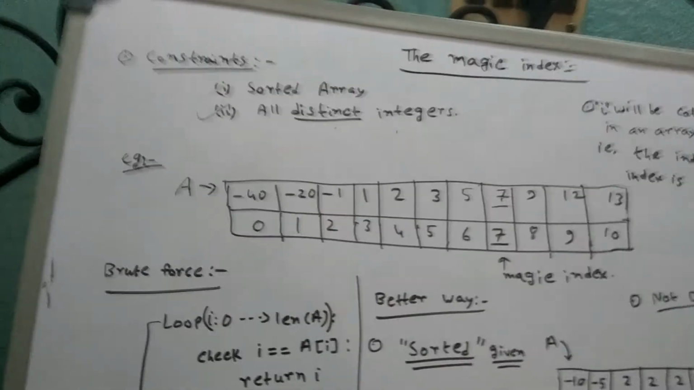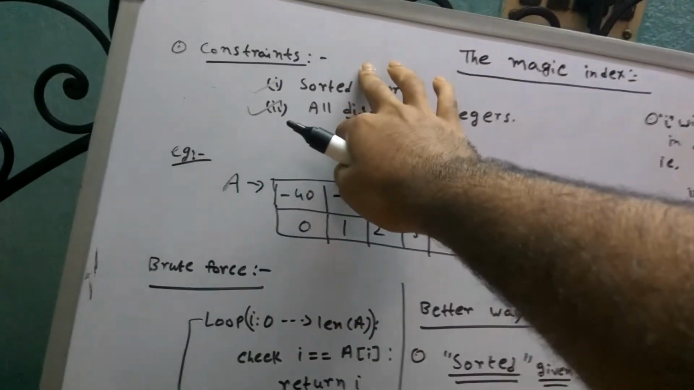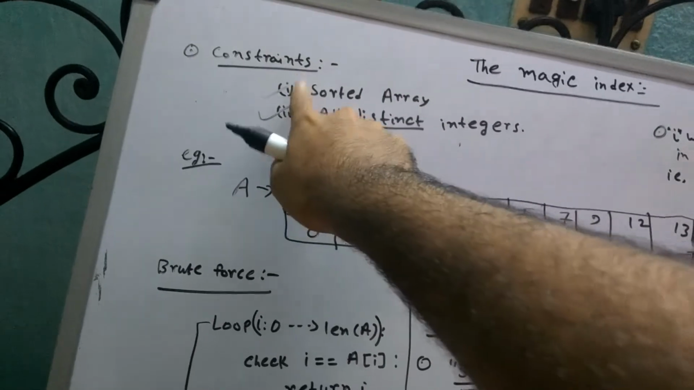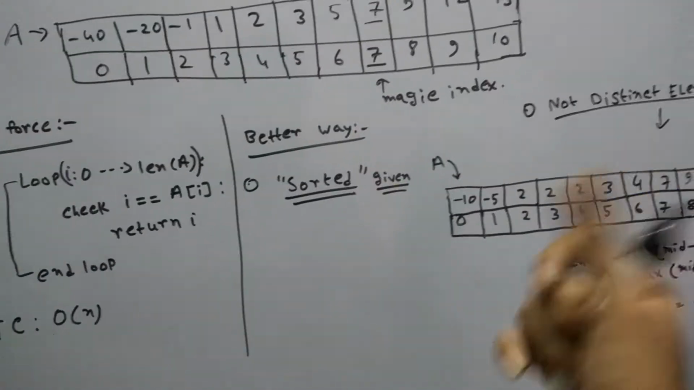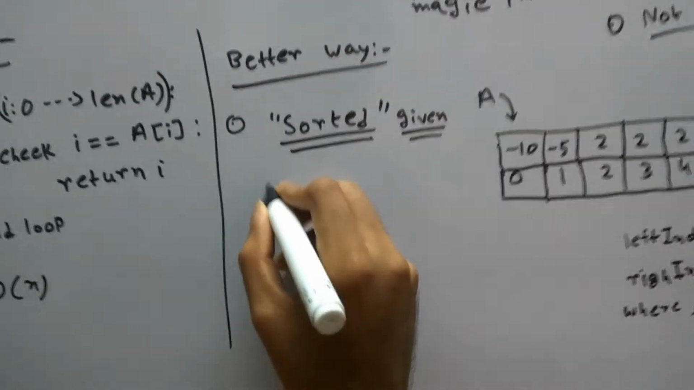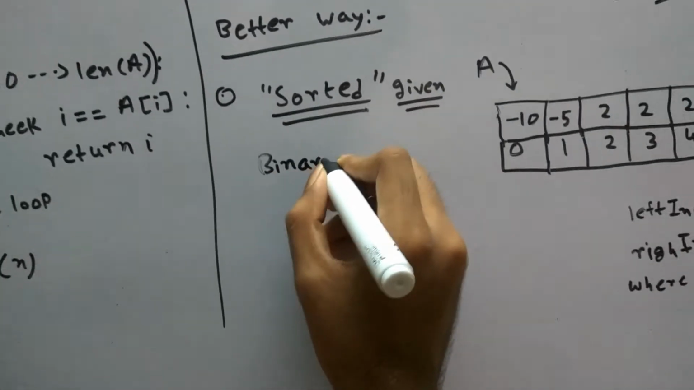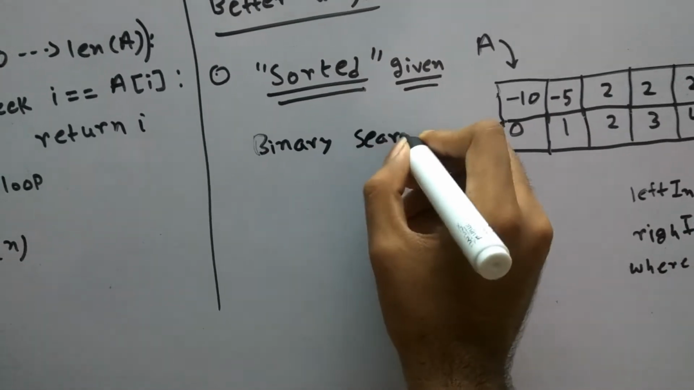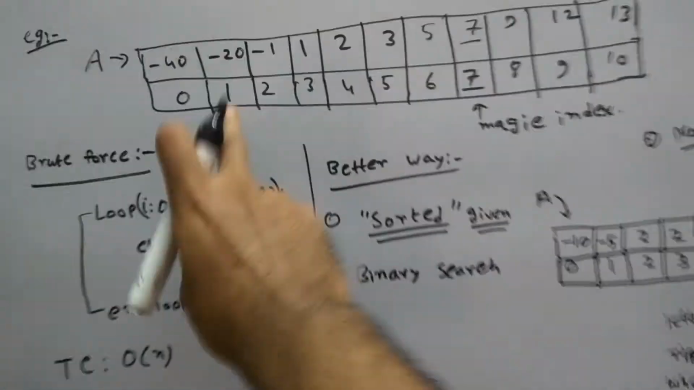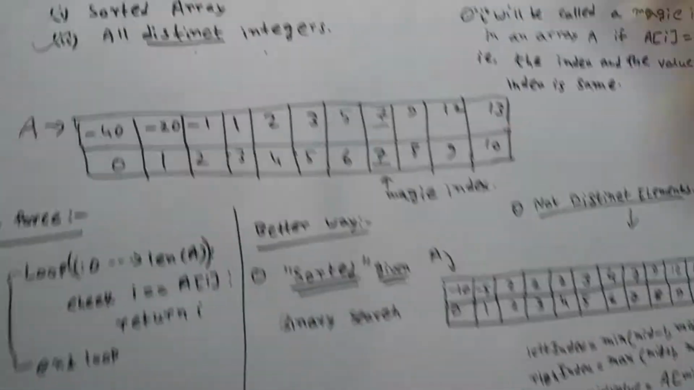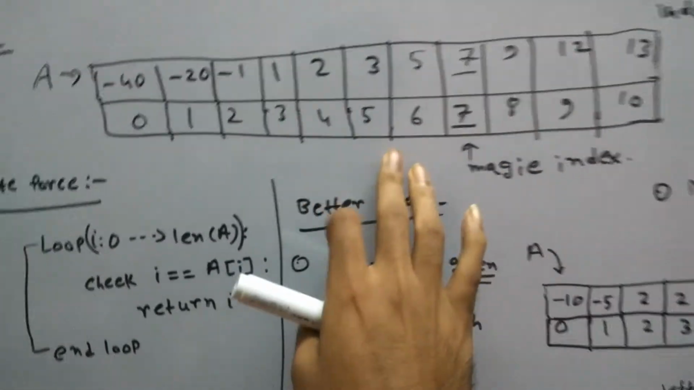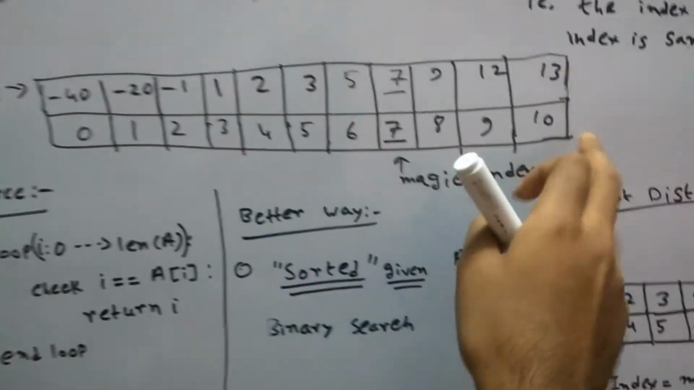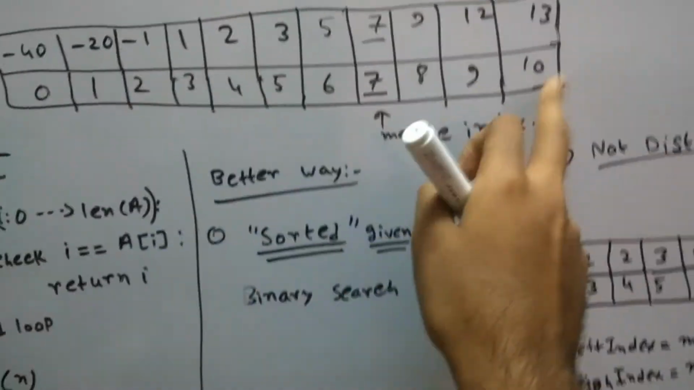Let me focus on these constraints again. It says it is a sorted array. Whenever we come across the term sorted, the immediate algorithm which should come into our mind is binary search. Here we have to understand how we can use binary search for this example. Let me tell you how binary search works. For binary search, we first find the middle element. For this example, the indices go from 0 to 10, that means 11 elements.